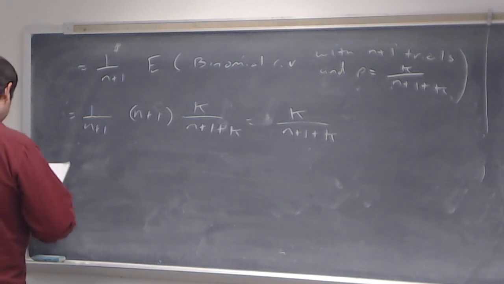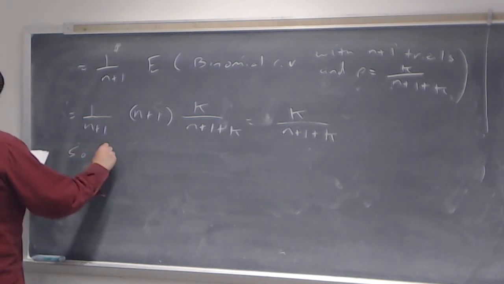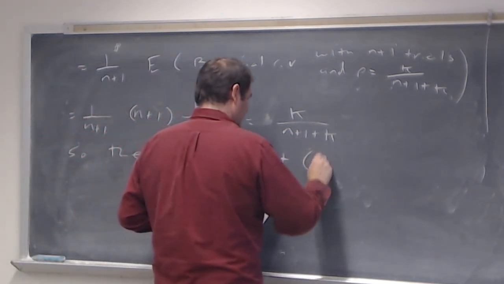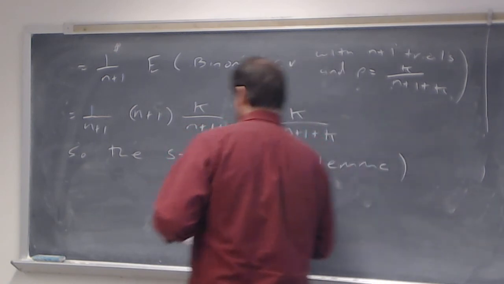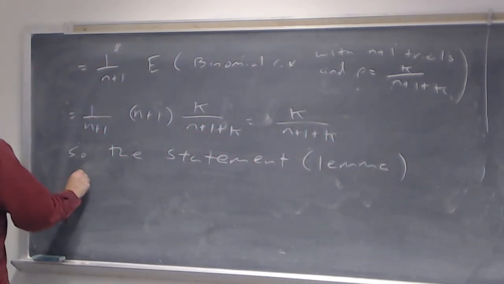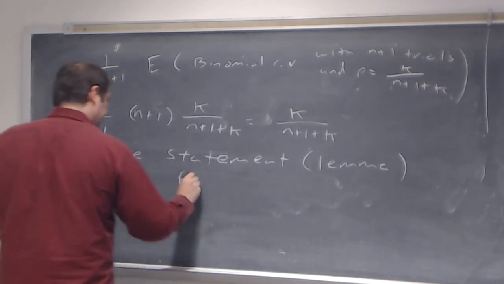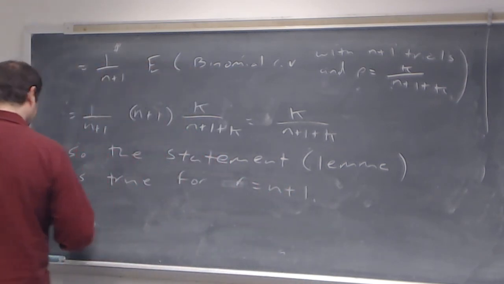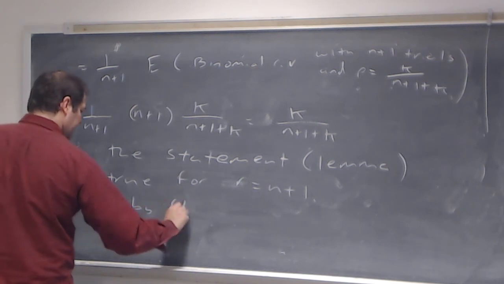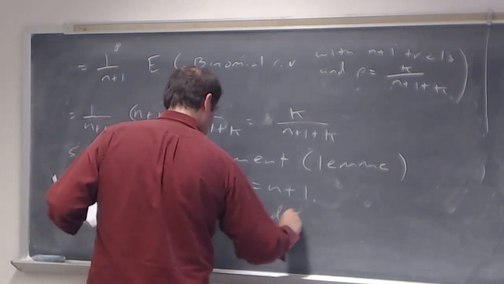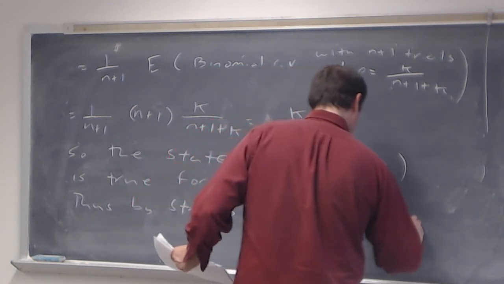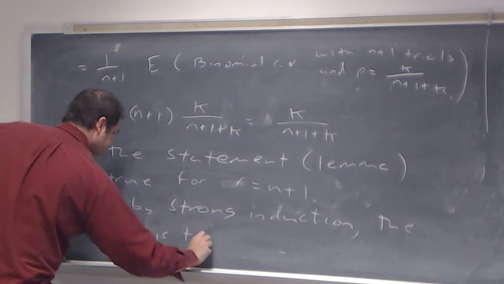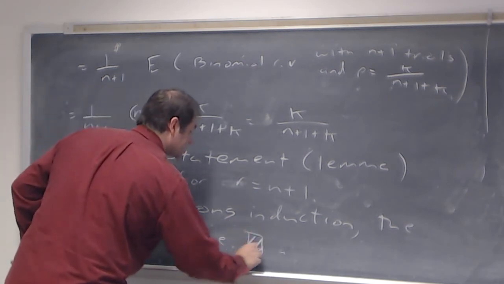All right. Thus, the statement is true. That's the limit, for r equal to n plus 1. Thus, by strong induction, the limit is true. Okay, that ends the proof of the lemma.